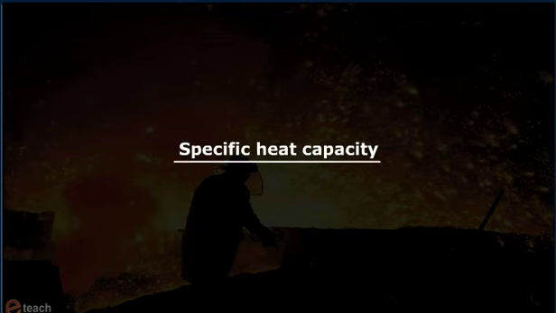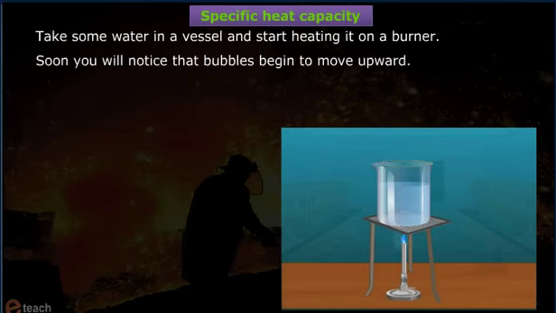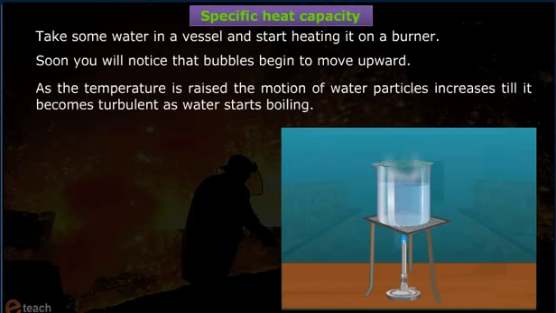Specific heat capacity. Take some water in a vessel and start heating it on a burner. Soon you will notice that bubbles begin to move upward. As the temperature is raised, the motion of water particles increases till it becomes turbulent as water starts boiling.